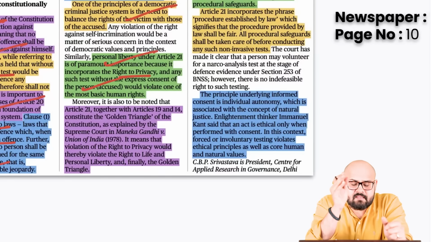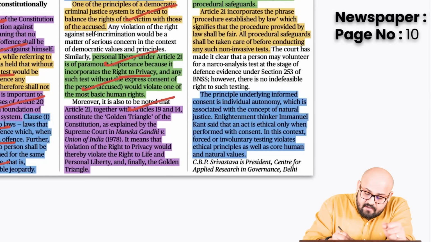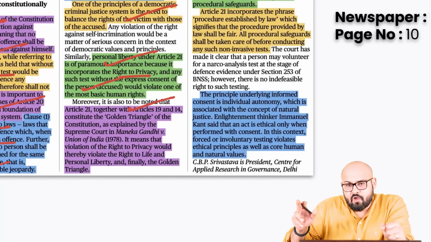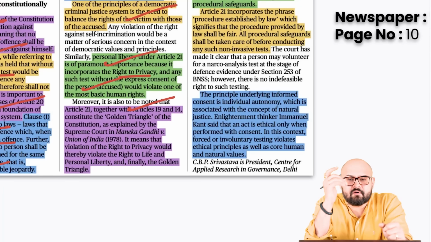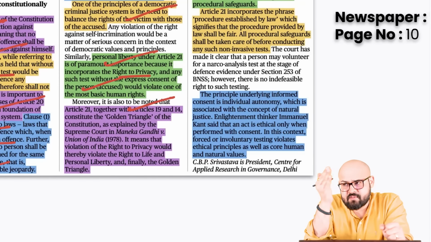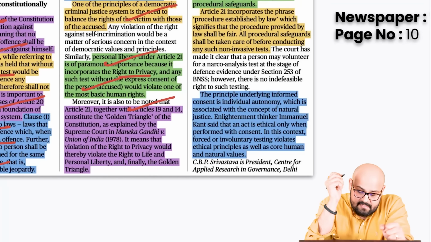Also, we have the golden triangle. We have Article 14, 19 and 21. Article 21 read with Article 19 and 14. Equality before law and equal protection of laws, Article 14. And then we have certain freedoms, for example, freedom of speech and expression, of assembly, of occupation, which are enshrined in Article 19.